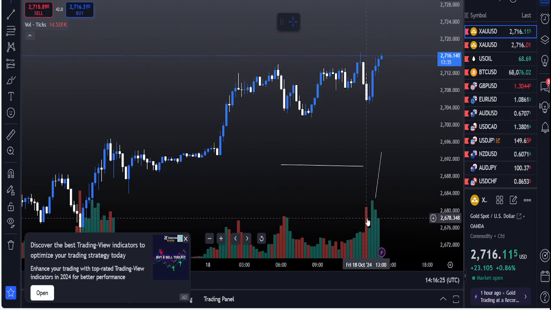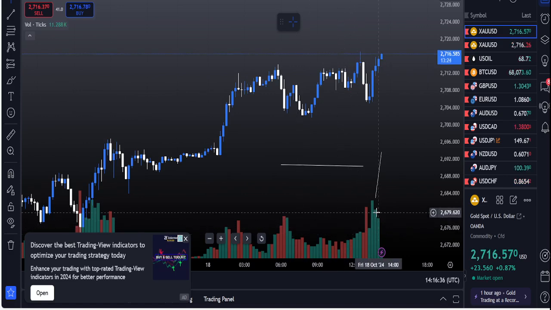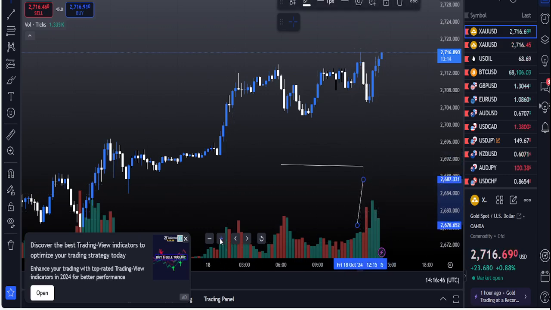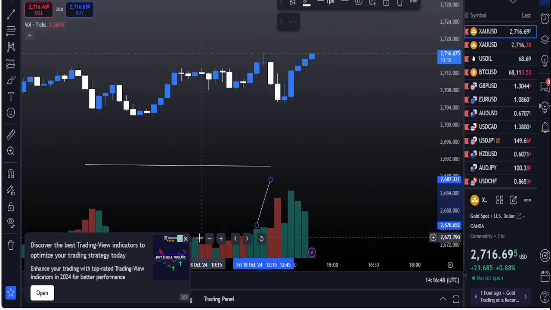So how can we judge which category this volume is in? We just compare it with the previous 30 candles, and if it is higher than the previous 30 candles, it is a high volume. If it is normal, like this one, this is a normal volume.